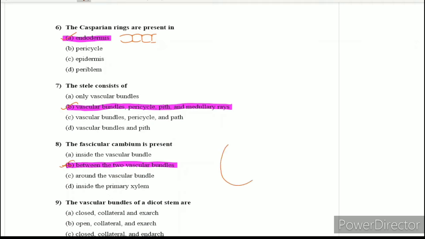See, if this is xylem and this is phloem, and if cambium is present in between, see these layers, that is called fascicular cambium. This is fascicular cambium.